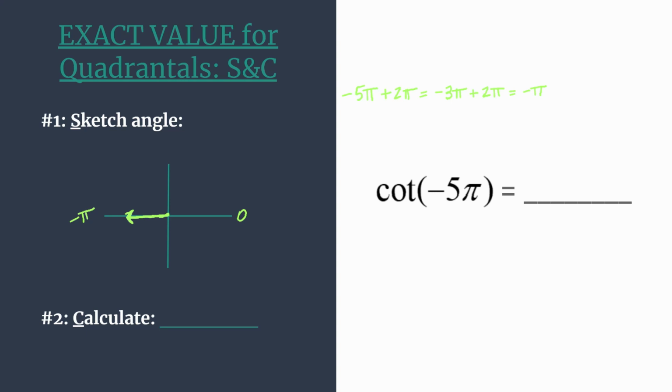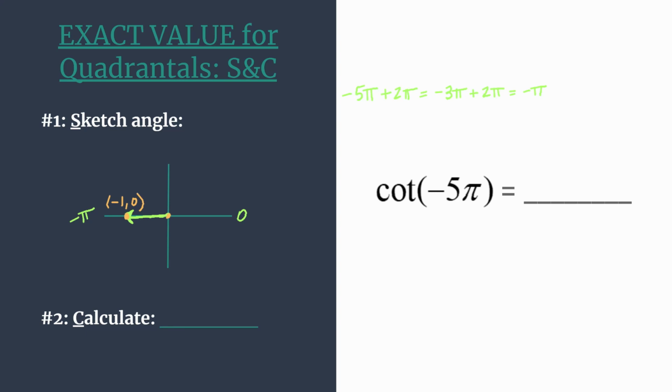And now that we have that angle sketched, we can easily find the coordinates. So working from the origin here, keeping in mind that the unit circle is called the unit circle because its radius is 1, it's very easy to find this ordered pair. We simply move to left 1, so its coordinates must be negative 1, 0.